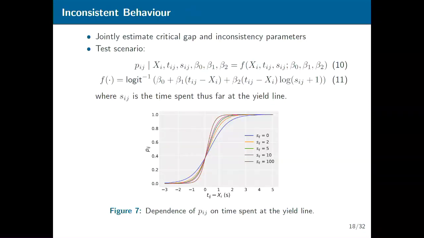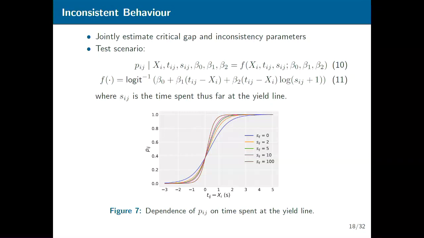The next thing that we try to do is to address the existing criticisms of existing methods. The first one concerns the inconsistent behavior, and the basic answer would just be to jointly estimate the critical gap distribution parameters and any of the inconsistency parameters. Although the logistic link that I use has this sort of inconsistency built in, as a test scenario we consider a more convoluted inconsistency model where the probability of acceptance depends not just on the usual safety margin term, but also on these additional terms, where Sij is the time span the vehicle has been at the U line, which is illustrated by this figure over here.